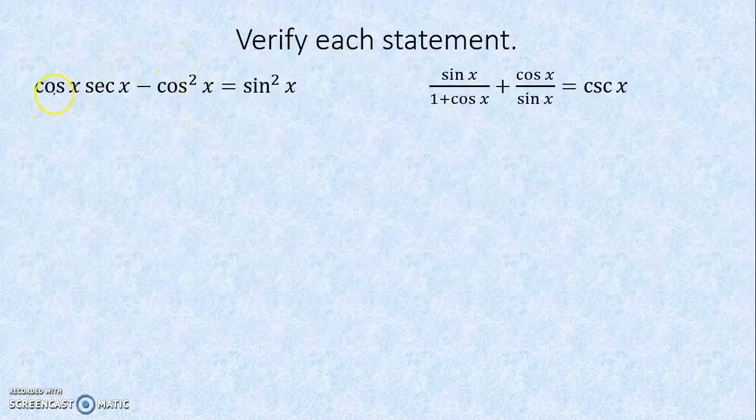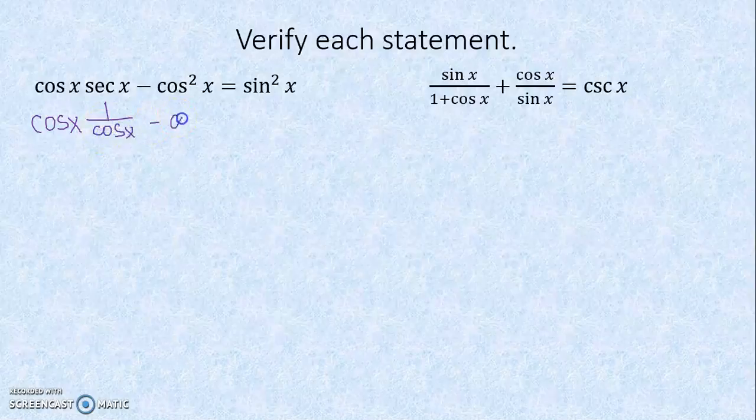So looking at this first one, the first thing I notice is that I have cosines in both of them, but if I factored a cosine out, I would still have a secant x, and then I'd have minus a cosine, which I can't really put together. However, secant and cosine actually kind of go together. So I'm going to go ahead and rewrite as sine and cosine. So I have cosine x. Secant is 1 over cosine x, minus cosine squared x.